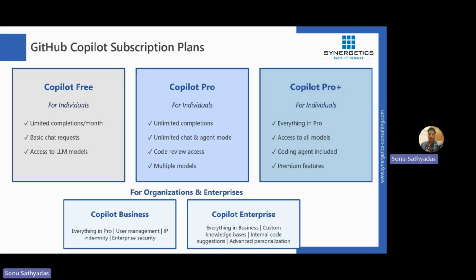But if you want to use more features and more requests, then you can upgrade to a paid plan, that is GitHub Copilot Pro, Copilot Pro Plus, or if you are working in an organization, through the organization you can get the GitHub Copilot Business or GitHub Copilot Enterprise plans.